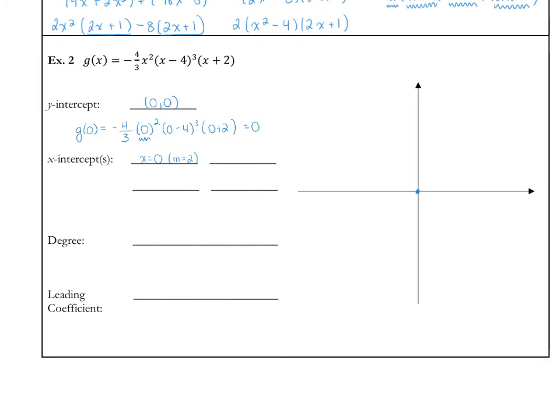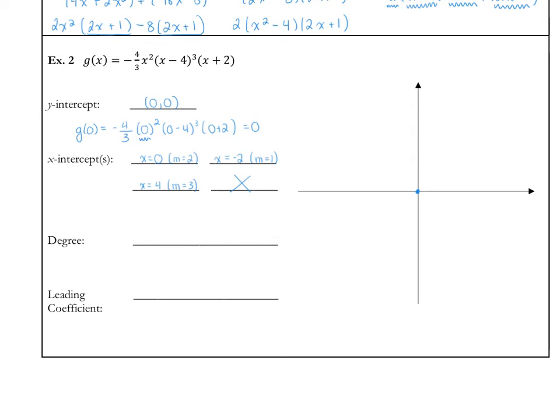The next factor gives us a 0 when x equals positive 4, and that's multiplicity 3. And the last factor will go to 0 when x is negative 2, and that is multiplicity 1. And that's it. We don't need this last box. Okay, so this is going to be a little bit more interesting because we have different multiplicities.